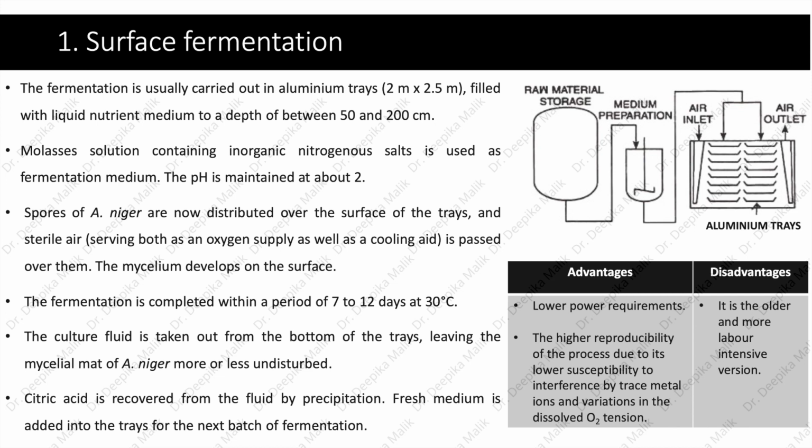of Aspergillus niger. The main advantages of surface fermentation are the low power requirements of the process, the high reproducibility of the process due to its lower susceptibility to interference by trace metal ions, and variations in the dissolved oxygen tension, since it is a stationary process. The disadvantage is that it is an older and more labor-intensive version of fermentation for citric acid production.